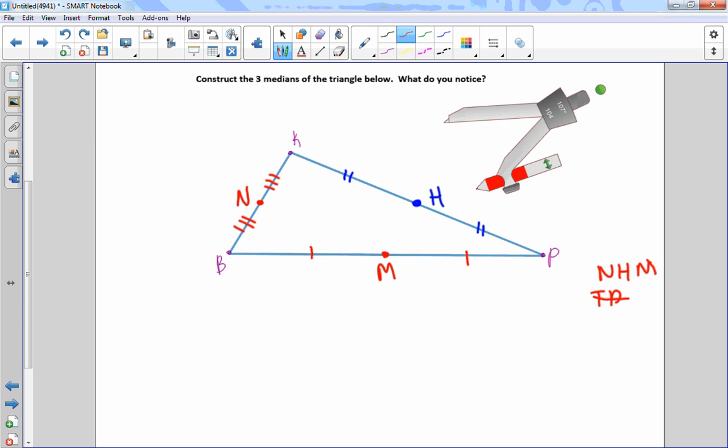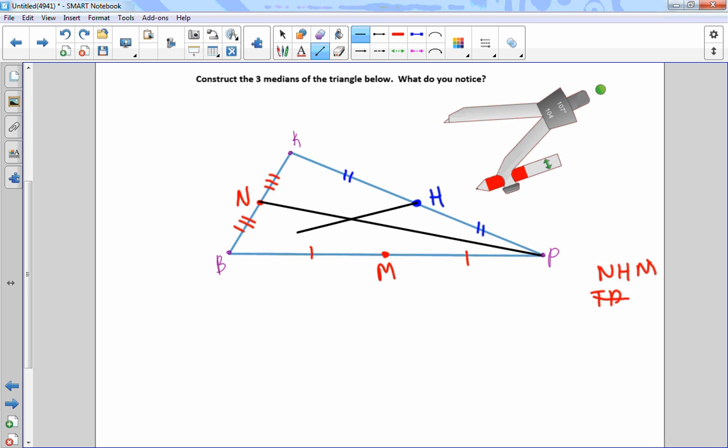This time we're going to do a median. The definition that we just wrote down said we have to connect the midpoint to what other part of the triangle? The opposite vertex. So with your ruler, I'm going to go from N and connect it over here to P. I'm going to go from H, connect it over here to B. I'm going to go from K, connect it over here to M.